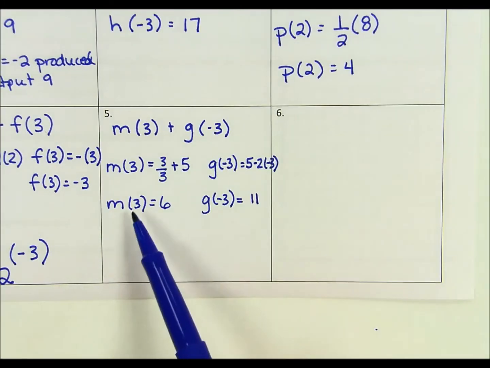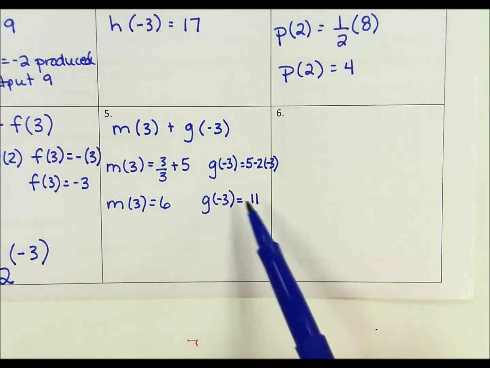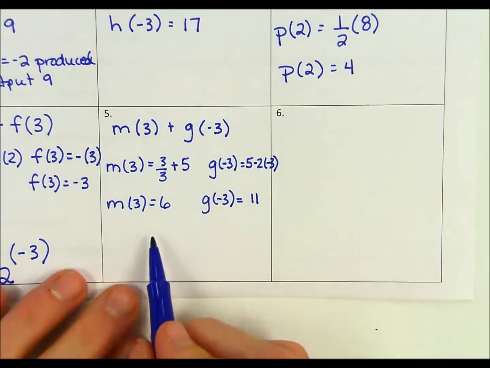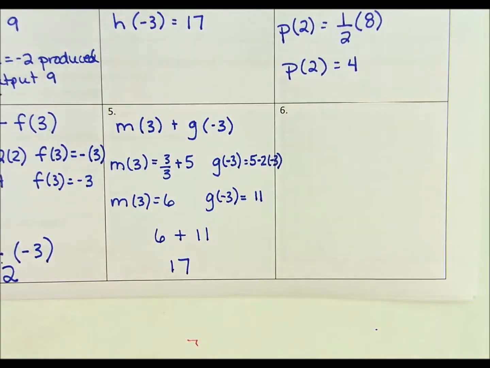Okay, I have worked out m of 3 and I have 6, and I've worked out g of negative 3 and I have 11. So the operation in the center is add, so I'm going to say 6 plus 11, and I'm going to get 17.